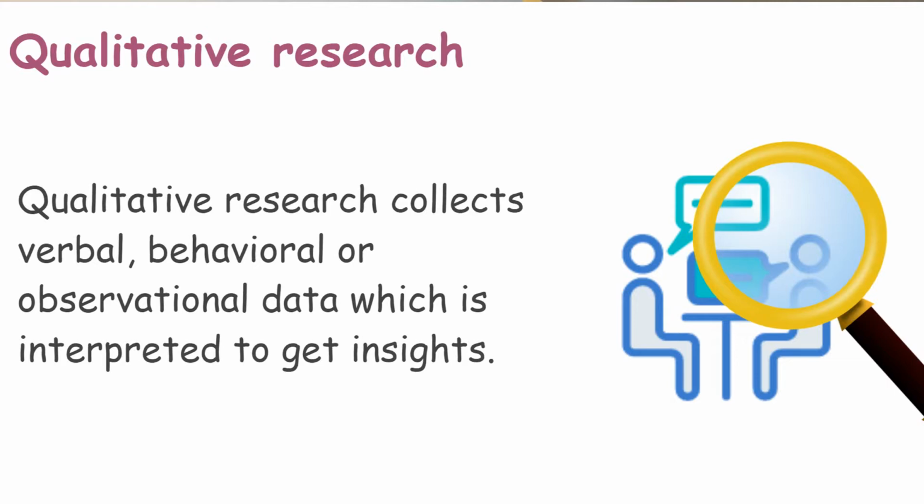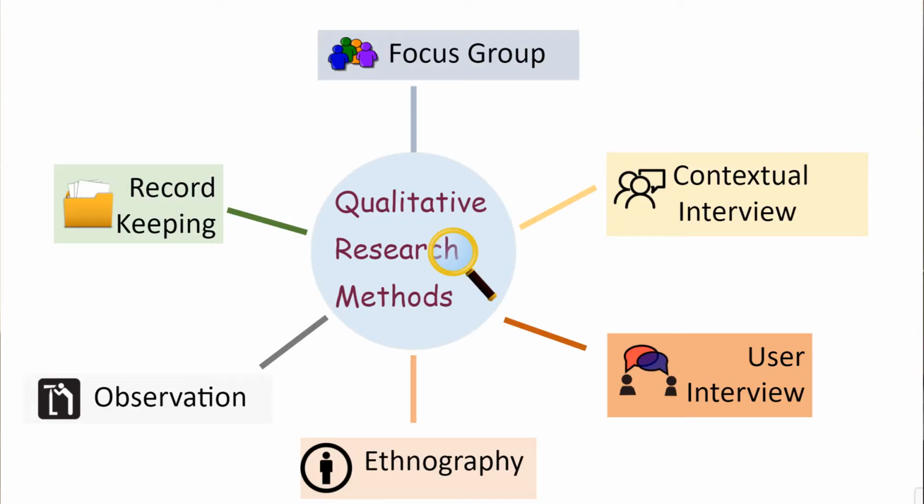We have understood in detail what is quantitative research, what is qualitative research, what are the advantages, disadvantages. Do check out those videos if you want to learn more about that. So just to sum up, while in quantitative research, the data that is collected from the users is in numeric form, in qualitative research, data that is collected from the users is in textual form. Qualitative research is basically an explorative kind of research, which collects verbal, behavioral or observational data which is interpreted to get insights. So let's quickly go ahead and understand what are the 6 methods of conducting qualitative research.